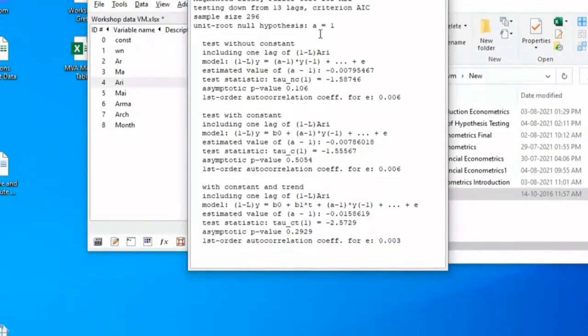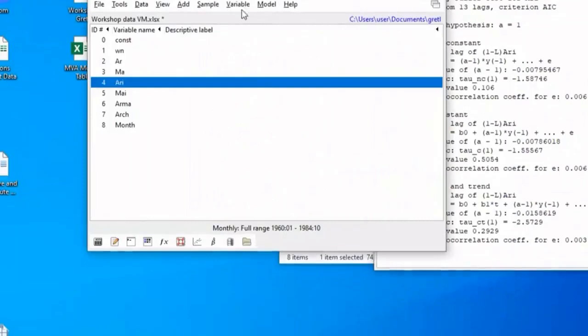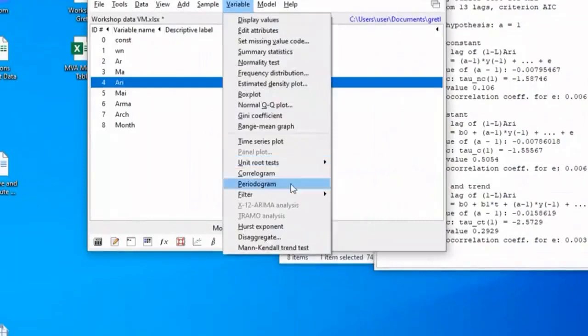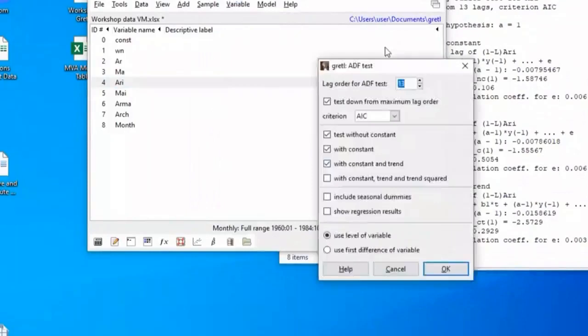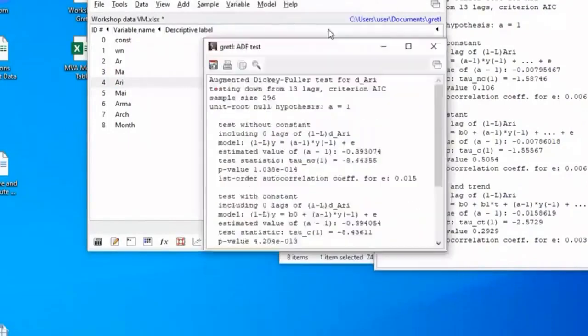That means there is a unit root. Now remember, we cannot stop here. We have to see whether the first difference series has another unit root. So we again go to the same ARI variable, unit root test, ADF. This time we go with the first difference. Then click OK, and we get this result.